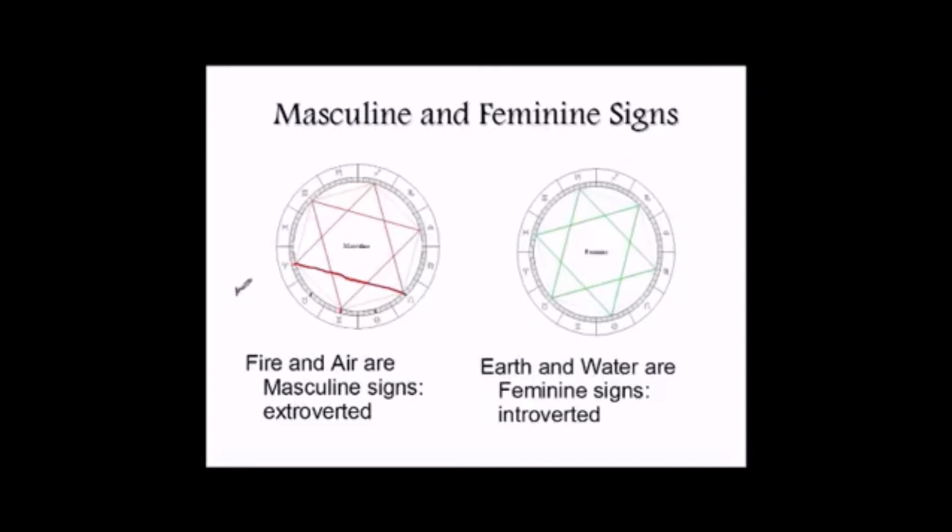So 120 times 3 equals 360. Okay, so that is a third of a circle. We call it a trine. Signs of the same element form what we call a trine aspect.